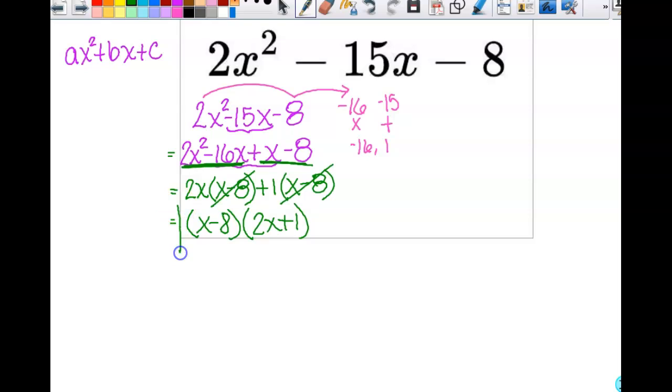And that is my factored form. When you're done, you don't have to, but you can check yourself. Make sure that negative 8 times 1 gives you a negative 8. Make sure that 2x times x gives you 2x squared, right? And then make sure when you get this negative 16x and a positive x, that gets you there. So you can always check yourself when you're done to make sure you're good.